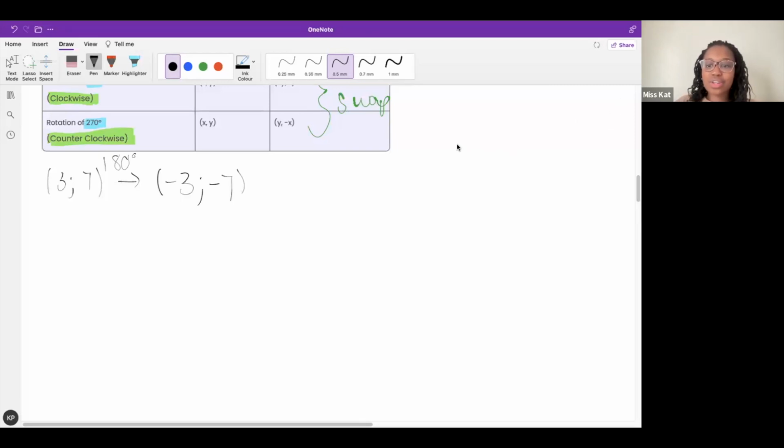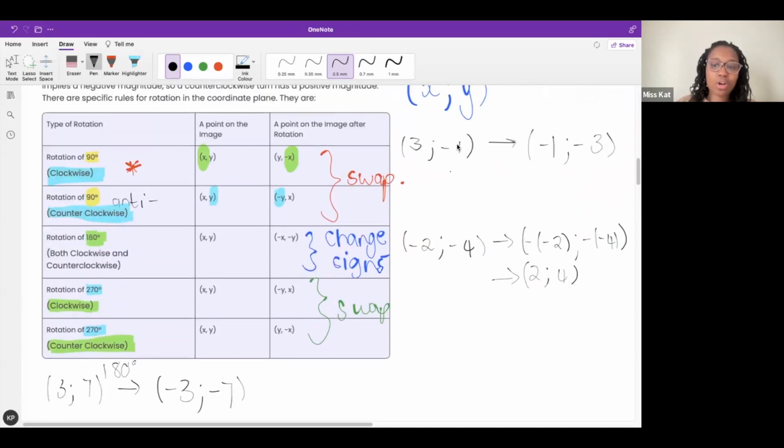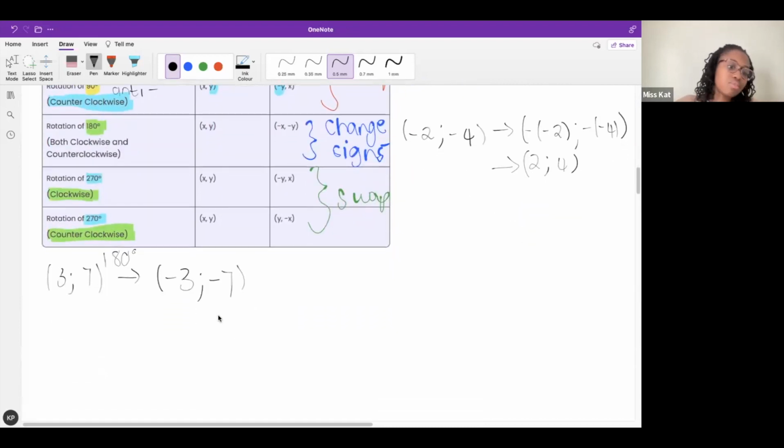Guys, 180 degrees is the only one where we don't swap. Oh, we're not learning our rules. Look, guys. Look there for 180 degrees. No swapping. Only the signs have changed. So since they were both positive, they now become both negative. That's it. Okay, let's do some more of the 90 degrees and 270.